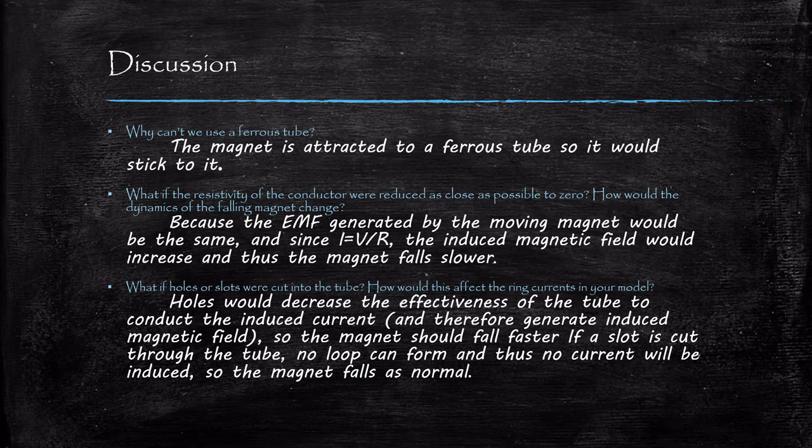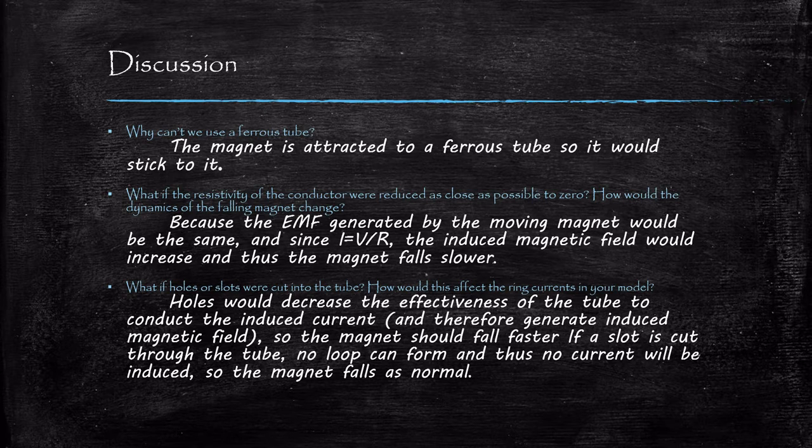Discussion. Why can't we use a ferrous tube? The magnet is attracted to iron, so putting it in a ferrous tube would just have it stick to the side, and we wouldn't have any falling motion. What if the resistivity was reduced as far as possible to 0? The EMF generated by the moving magnet stays the same, and because I equals V over R, the induced magnetic field would increase, and thus the magnet falls slower because the resistive force is higher.